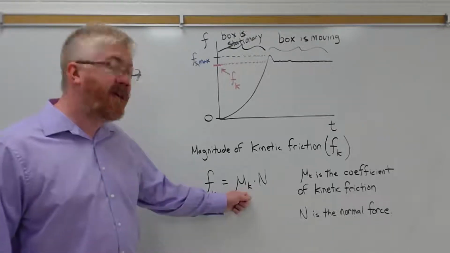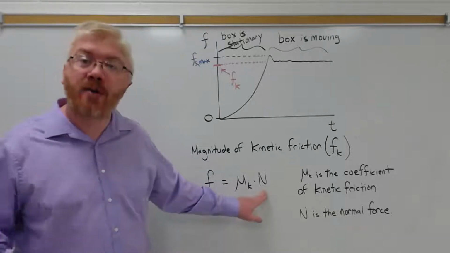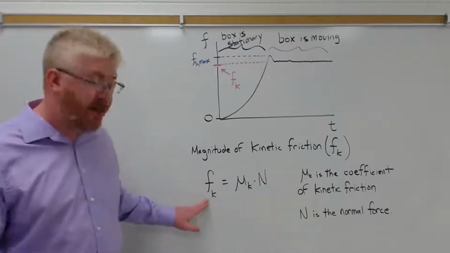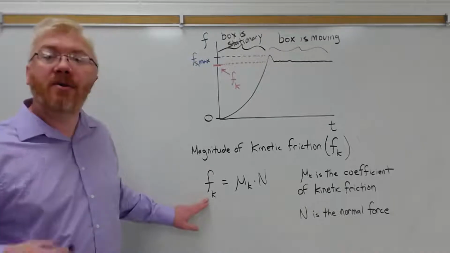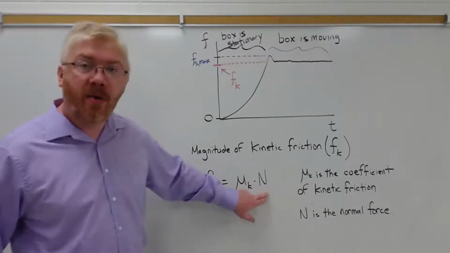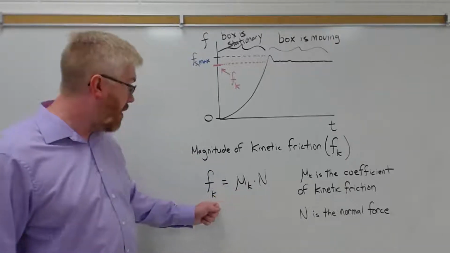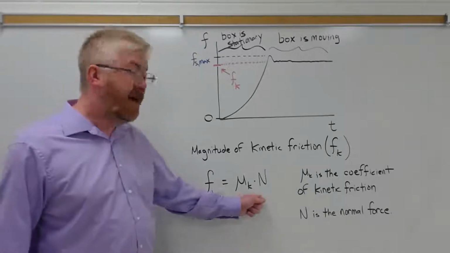And this has to be unitless if you think about it, because this is a normal force. It's measured in newtons. This is the force of friction, in this case kinetic friction. It's measured in newtons. So newtons is equal to something times newtons. The only way that works is if mu sub k has no units. So then we end up with newtons on the left-hand side and newtons on the right-hand side.